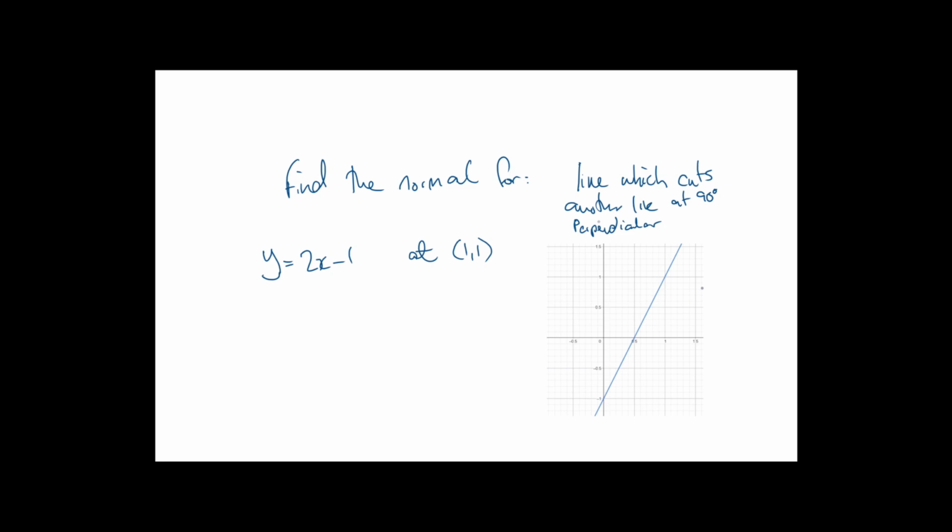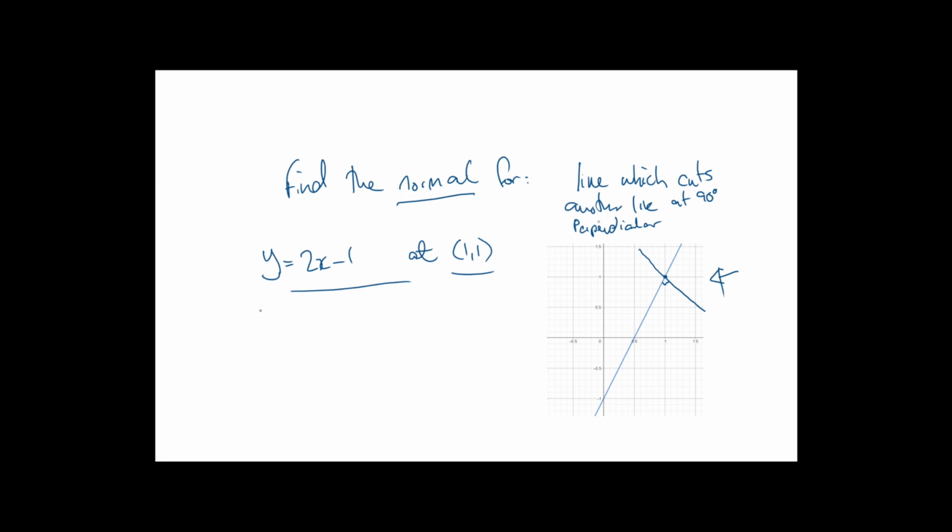All right, so for this one here, I'm going to start off easy, I should say, and I want to find the normal of this graph here at (1, 1). So I've already given you one point. In other words, I want to find the gradient of the line that cuts this line at 90 degrees, is perpendicular. So how would we go about doing that?